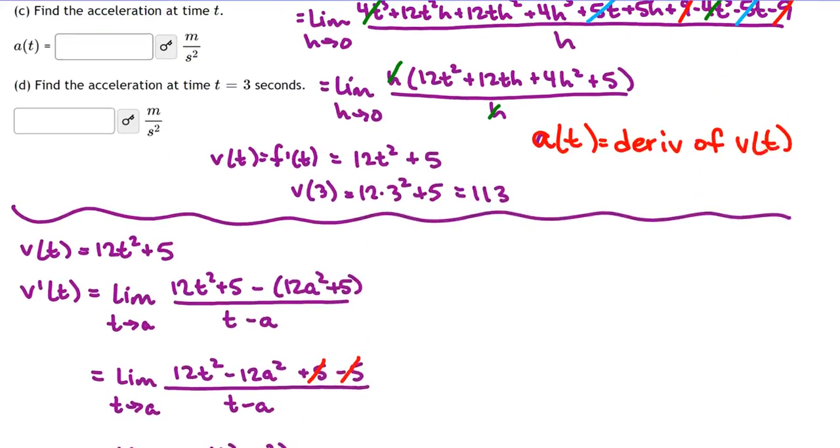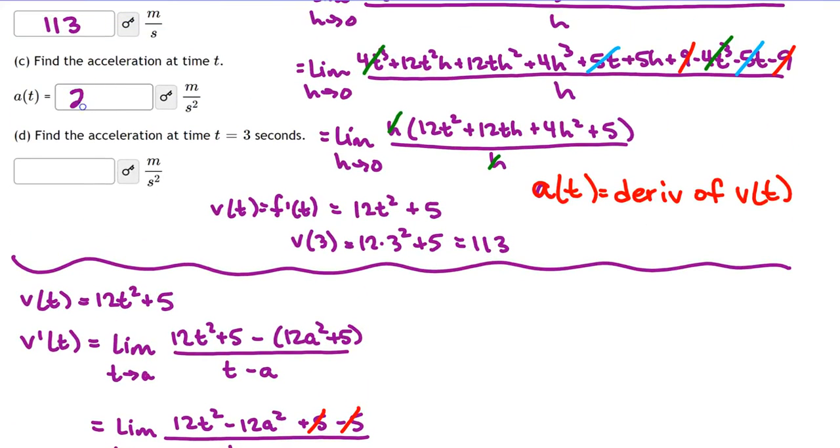Back up to the answer blank. A of t is 24t. And finally, find the acceleration at time 3 seconds. Just plug in a 3. 24 times 3, and we get 72. 72 meters per second squared.